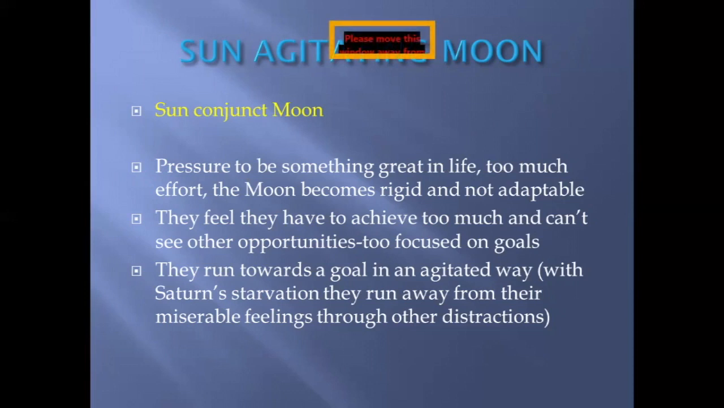Yeah, so the sun's going to be pushing the moon too much. They can't see other opportunities because they're too focused on goals. And so they're going to be running towards a goal in an agitated way. With Saturn starvation, they run away from their miserable feeling through other distractions. Yeah, in this case, they will just feel a little bit agitated, like the sun's putting too much pressure on them.